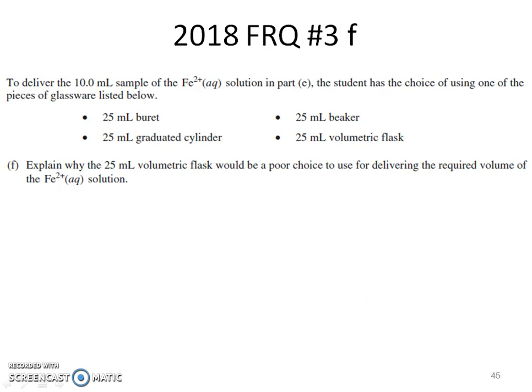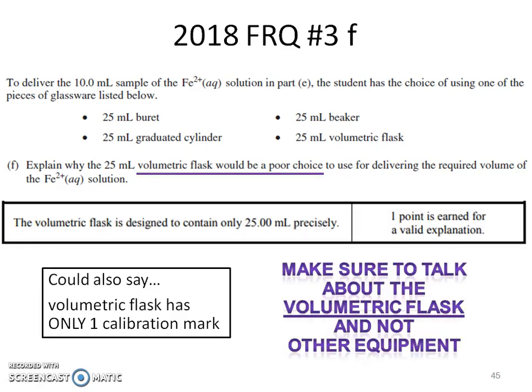The second part, letter F, is: explain why the 25 milliliter volumetric flask would be a poor choice to use for delivering this required volume. Again, pause the video. Can you come up with an answer? You're talking about the volumetric flask. That's one thing I want to make sure you understand. The volumetric flask is designed to contain 25 milliliters precisely. It is 1 point for the valid explanation. You can also say that a volumetric flask has that 1 calibration mark. But remember, always talk about what they're asking about and not the other equipment.